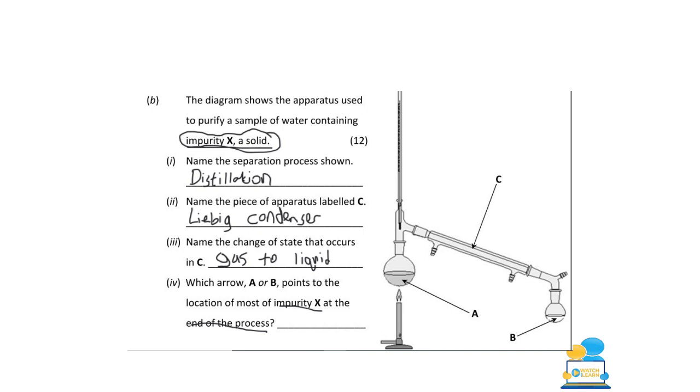So thinking about this as being salt and water undergoing distillation, where would we expect to find the salt at the end of the process? And hopefully you're concluding that the salt will remain in container A, which is the solid in A, because the water is going to evaporate and condense in the Liebig condenser and end up in B. So your answer there is A.